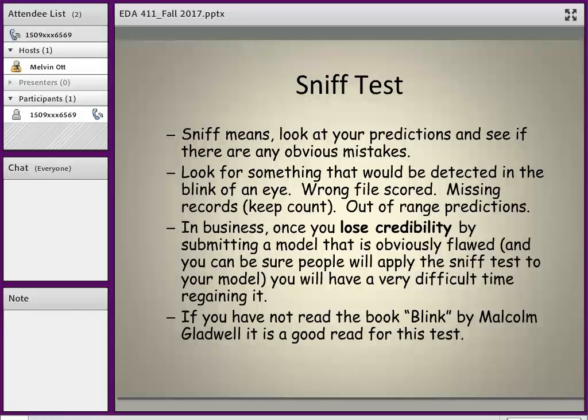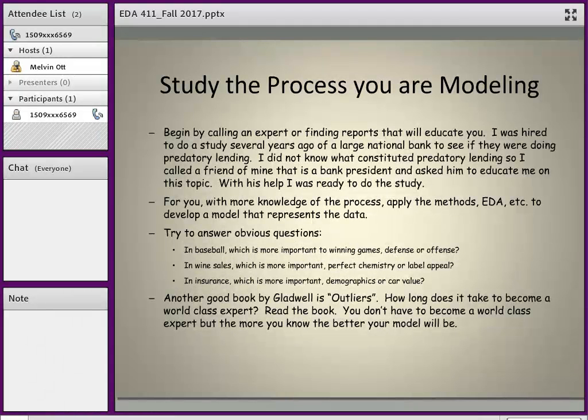If you've not read the book Blink by Malcolm Gladwell, very good for seeing what happens. Sometimes what you can see in the blink of an eye, if I can see it in the blink of an eye, you need to be able to spot it before I look.